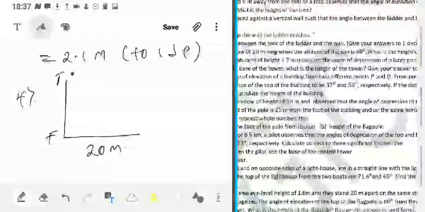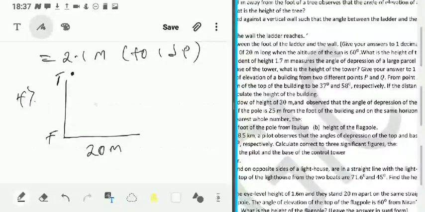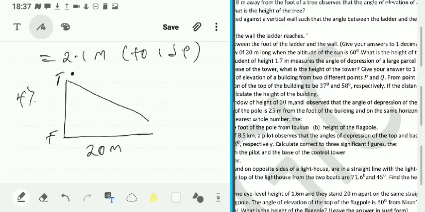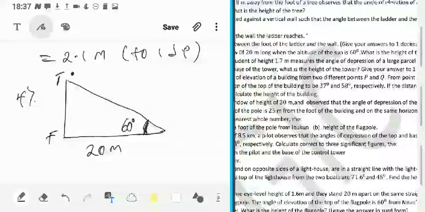When the altitude of the sun is 60 degree, altitude is something that is going up. When you say altitude, just know it's something upward, something that is progressing upward. Definitely it can't be a depression. It has to be an elevation. So this angle is going to be 60 degree. We can't put it as a depression angle, because altitude is always looking upward.